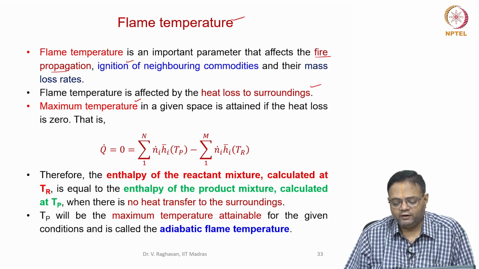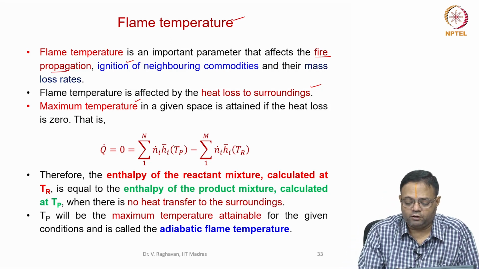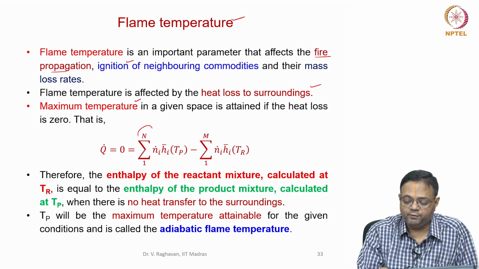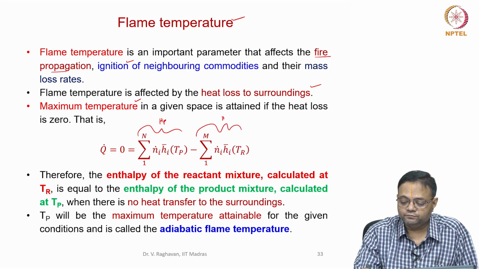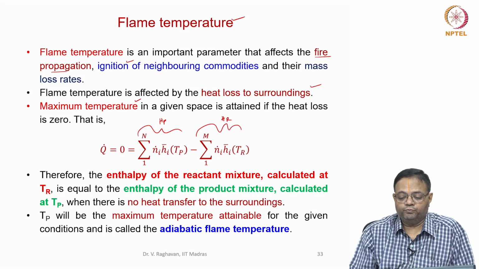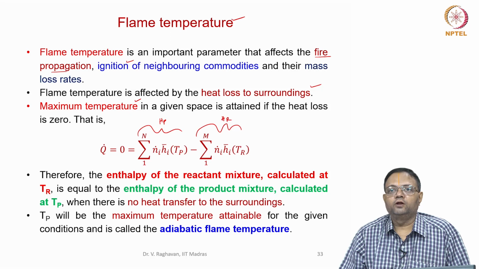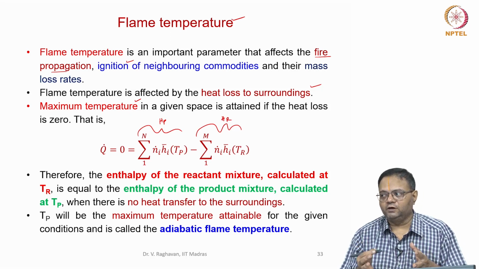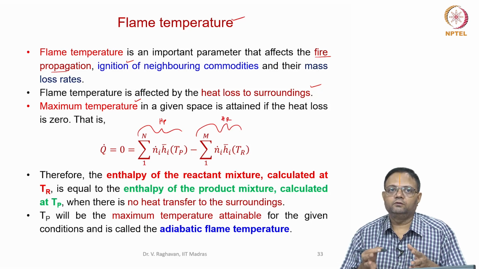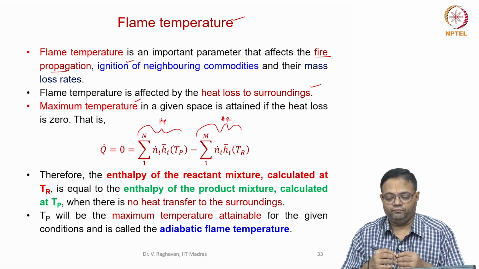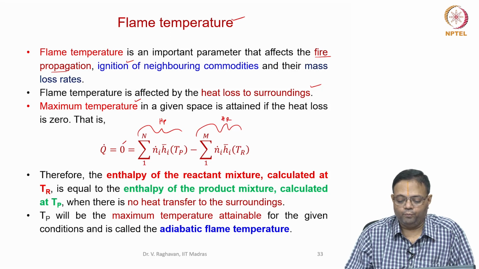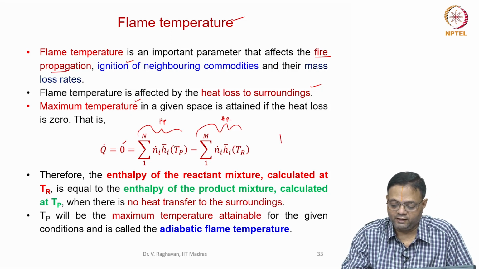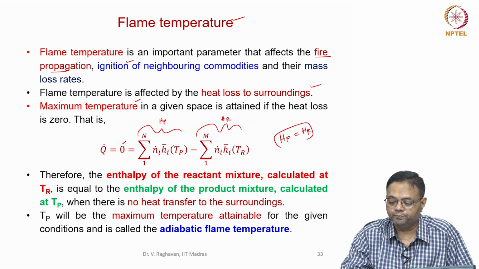So, take the first law statement, Q dot equal to enthalpy of the products minus enthalpy of the reactants. Now, when I say there is no heat loss, whatever heat is released due to the combustion is kept within the furnace or the space itself, then Q dot equal to 0. So in that case we can say that the enthalpy of the products will be equal to the enthalpy of the reactants.